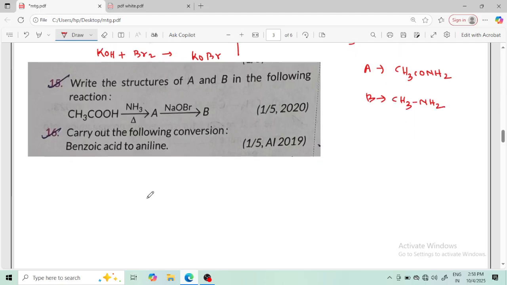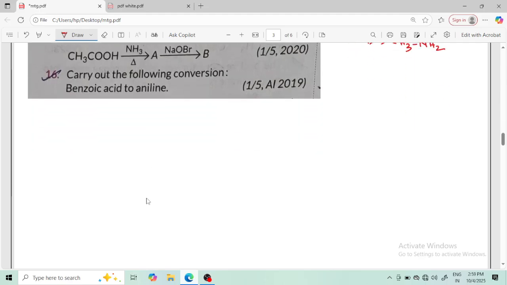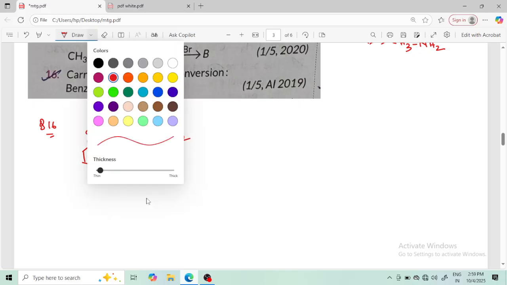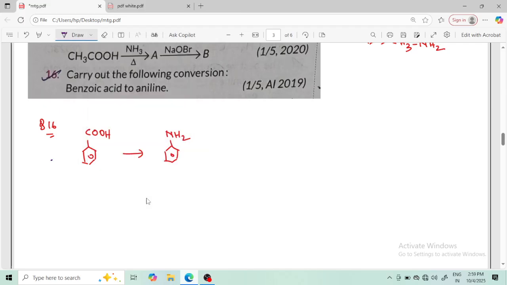Next question, question number 16: how to convert benzoic acid to aniline. This question is similar to the previous question but slightly different, in that they have given the name. So what is benzoic acid? I know that it is COOH on a benzene ring, right? And they are saying that you change this benzoic acid to aniline, with NH2. How will I do that? Similar to the previous question.